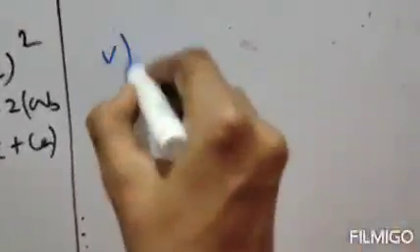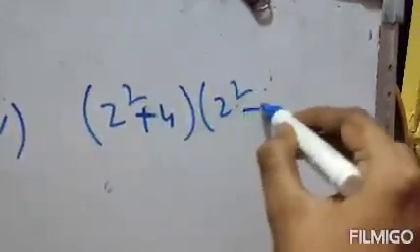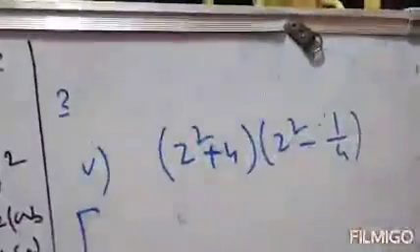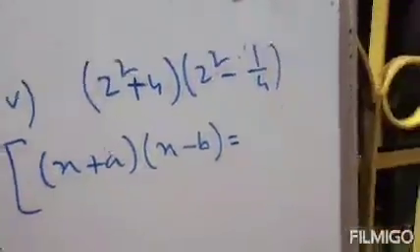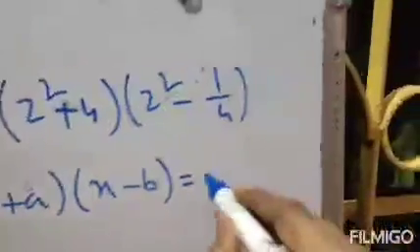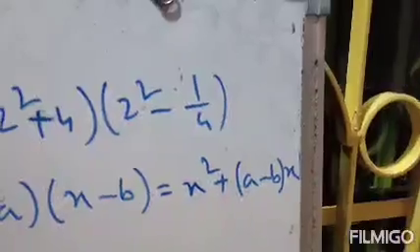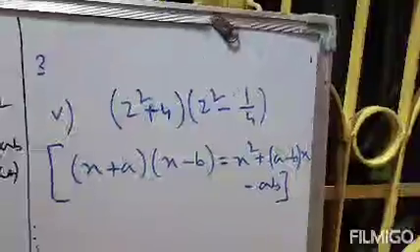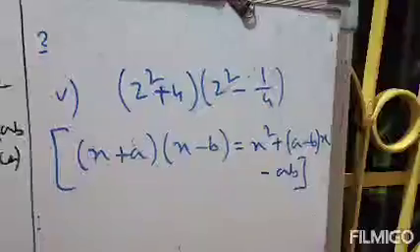this is a very easy sum. Next, question number 5, (z² + 4)(z² - 1/4). So the first sign is plus and the second sign is minus, so the identity to use is (x + a)(x - b). The formula of the identity is x² + (a - b)x - ab. The first sign is plus, second sign is minus, so this identity should be used.